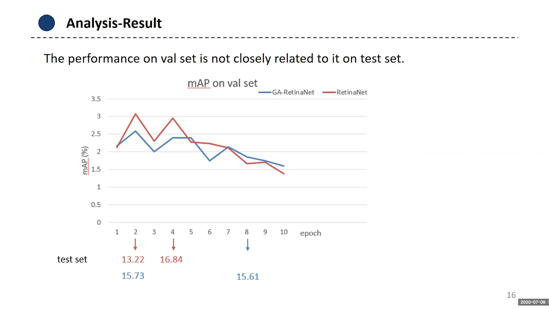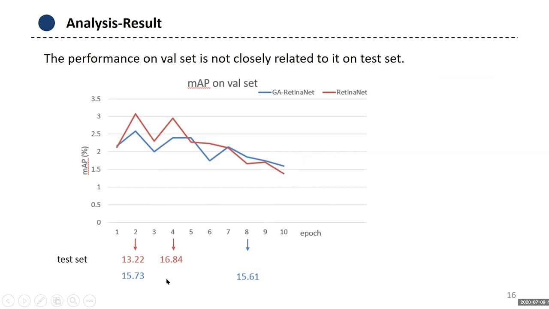However, their performance on the test set really surprised us. The results on the test set show that the performance on the validation set is actually not closely related to that on the test set. So among the results we submitted, RetinaNet after fine-tuning for several epochs achieved the highest results, and it also exceeded the baseline results.